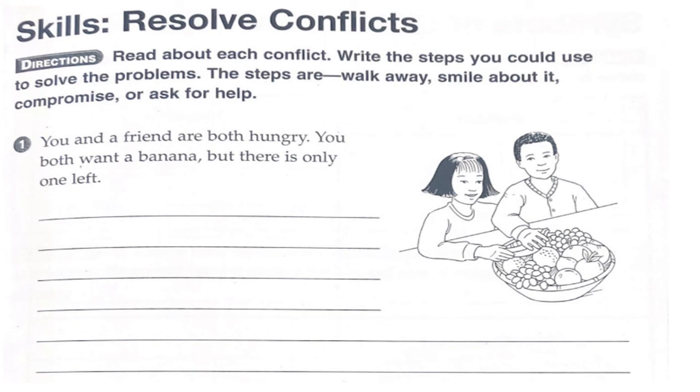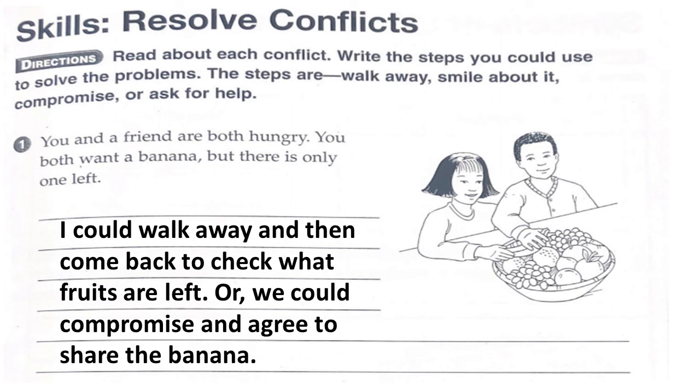So what are you going to do? So this is my sample answer. You can pause and then think about it. If not, you can simply write down this answer, and this is what I would do. I could walk away and then come back to check what fruits are left. Or choice number 2, you could basically compromise and agree to share the banana, right? Great, let's look at the second.